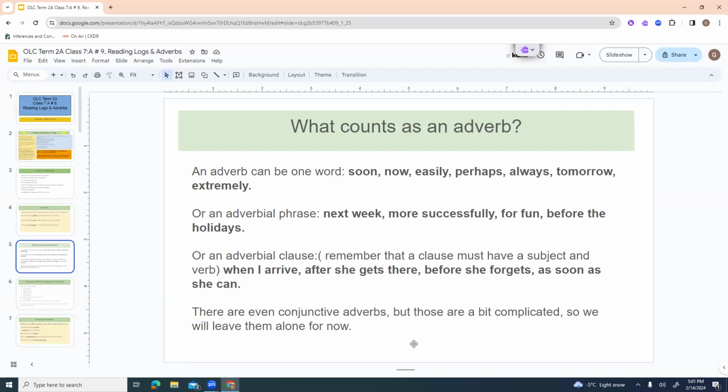An adverb can be one word like soon, now, easily, perhaps, always, tomorrow, extremely. Or it can be an adverbial phrase. Next week, more successfully, for fun, before the holidays. It can even be an adverbial clause. Remember, a clause needs to have a subject and a verb. When I arrive, after she gets there, before she forgets, as soon as she can. There are even conjunctive adverbs, but those are a bit complicated. So we're going to leave them alone for now and maybe come back to them later if we've got a bit of time. Not today, though.